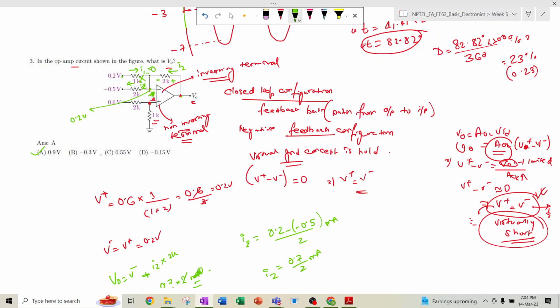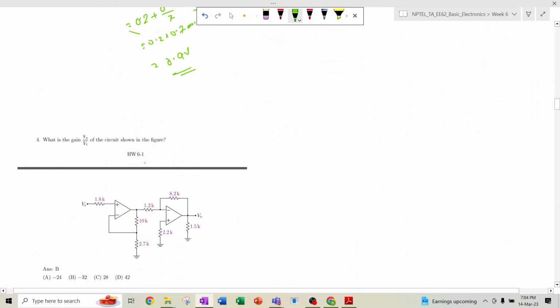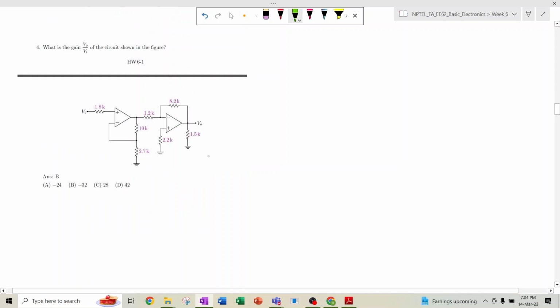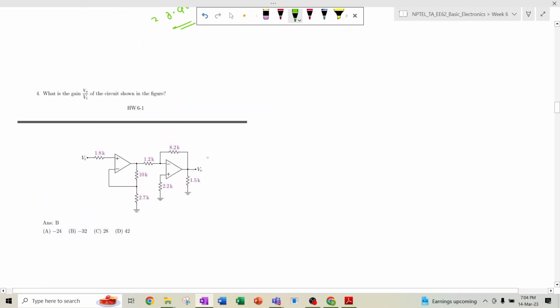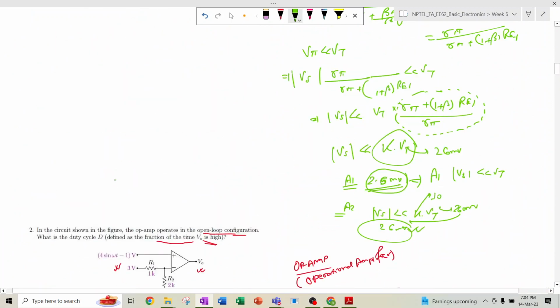Okay, so it is a very simple thing. You have to just do the KCL and KVL accurately and you can easily get the answer, whatever the answer is. So I hope all the things are clear.